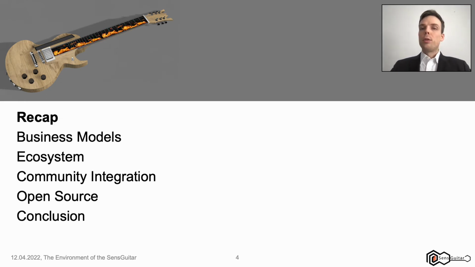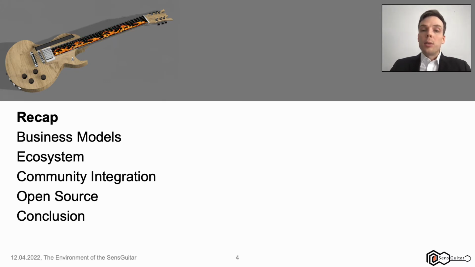Today I'm going to focus on the environment of the SensGuitar. This refers to the creation of an entire ecosystem and the identification of numerous kinds of roles. Each role or each kind of ecosystem participant needs to be integrated by an individual attractive business model, which will be addressed in the next agenda item.